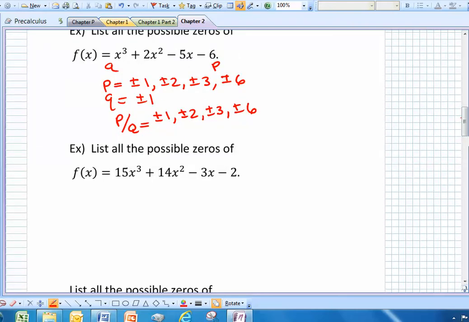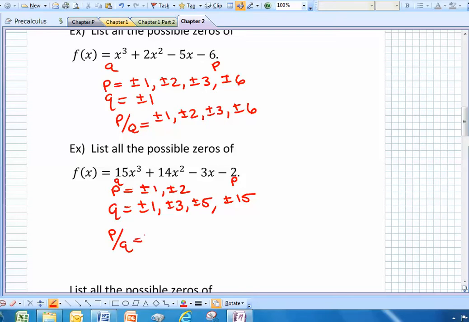So the next example is one where there's a number in front as the leading coefficient. So p is the 2 and q is the 15. So the factors of p are plus or minus 1 and plus or minus 2. The factors of q are plus or minus 1, plus or minus 3, plus or minus 5, and plus or minus 15. Those are all the factors of 15. So when we do p over q, it's going to be a little different here. So we go 1 over 1, which is 1. 1 over 3, which is 1/3. 1 over 5, which is 1/5. And 1 over 15, which is 1/15.